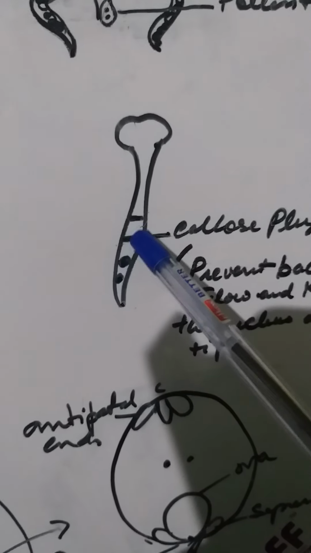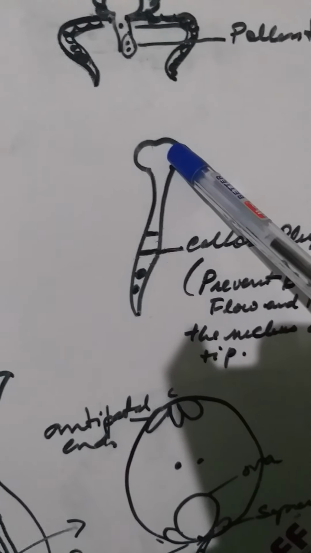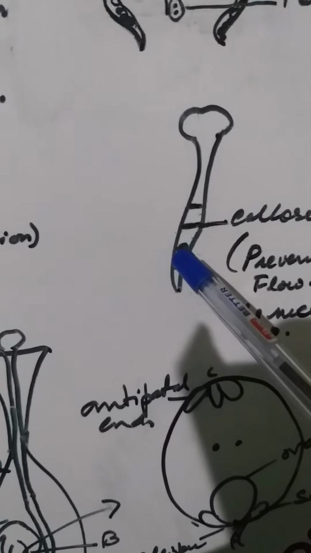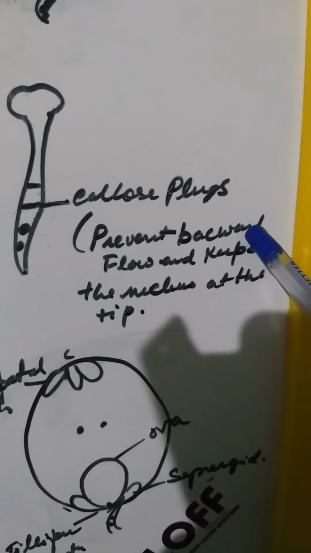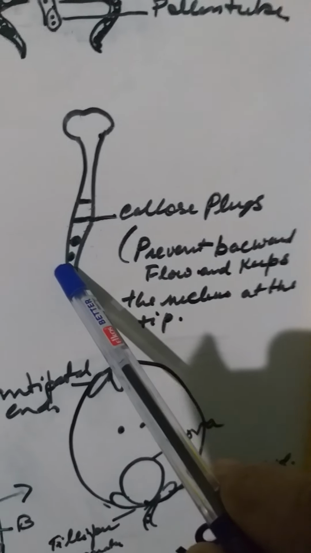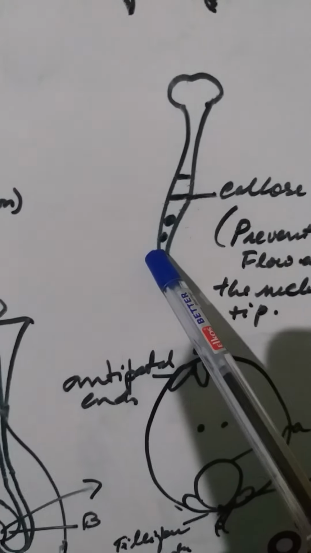Callus plugs actually prevent the genetic material from going back into the tube and it also guides the nucleus downward. Here it's written, it prevents backward flow and keeps the nucleus at the tip, because the nucleus at the tip is going to fuse with the egg cell to form the zygote.